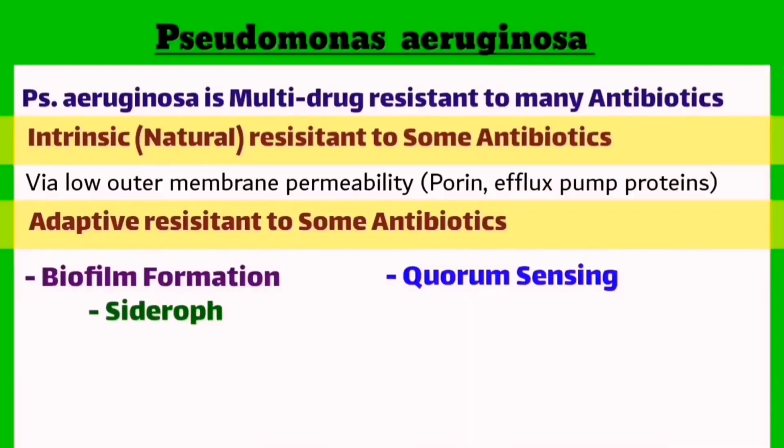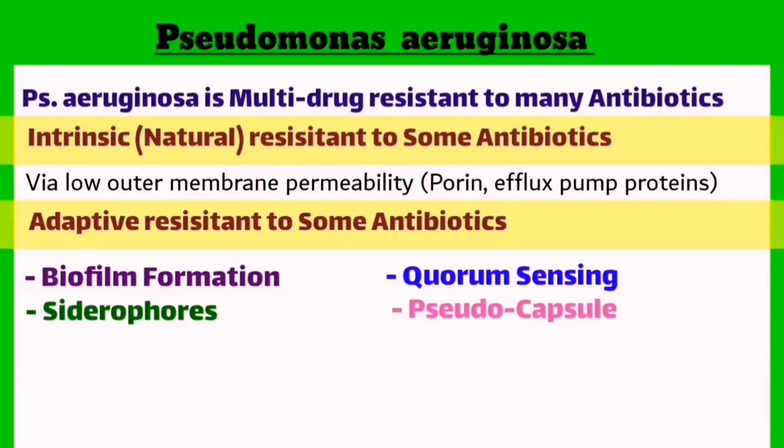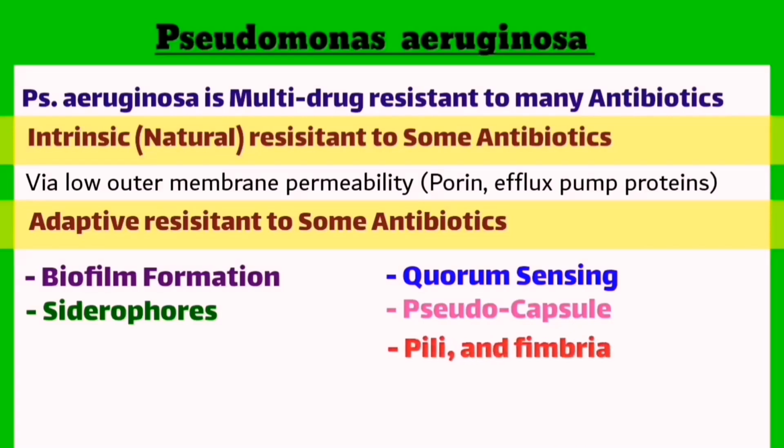Pseudomonas aeruginosa is also able to secrete molecules known as siderophores, which collect iron from the surrounding environment. They also produce a pseudocapsule which protects it from desiccation and phagocytosis, as well as facilitating adherence to other cells with the help of pili present on the surface of the bacterial cell. These pili also contribute to the transfer of genetic information through movement of plasmids which may encode antibiotic resistance.